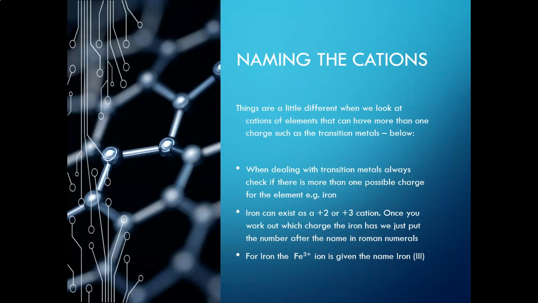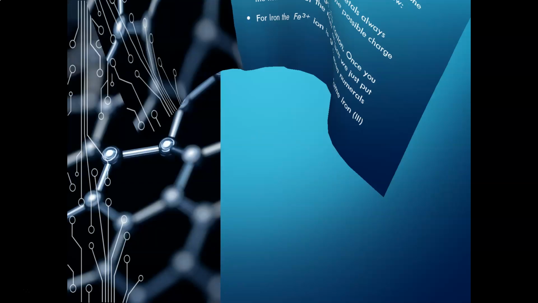Things are a little different when we look at the cations of elements that have more than one charge. Okay, so when dealing with transition metals, always check if there is more than one possible charge for the element. For example, iron. Iron can exist in a +2 or +3 cation. This is all getting a bit deep here, okay, so just have a read if you're hanging on.